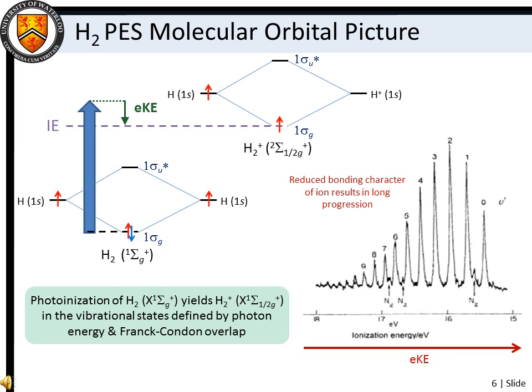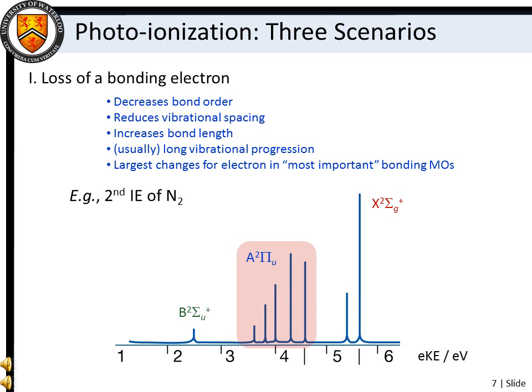We can conclude that a long vibrational progression in the photoelectron spectrum is indicative of a significant change in bonding character upon photoionization. We can describe three general scenarios for photoionization and the resulting photoelectron spectra. The first is loss of a bonding electron. In this case, we expect a decrease in bond order, a reduction in vibrational level spacing, and an increase in bond length for the ion compared to the neutral. Consequently, a long vibrational progression is often observed in the photoelectron spectrum.